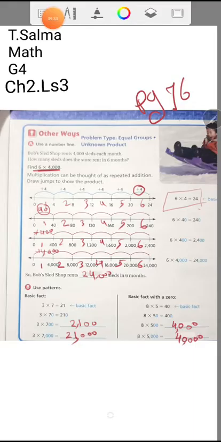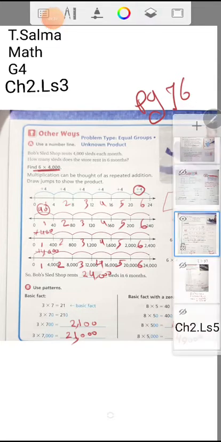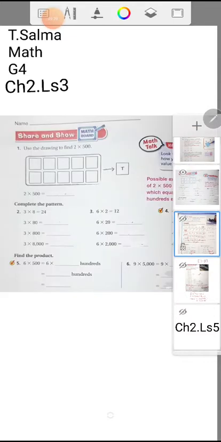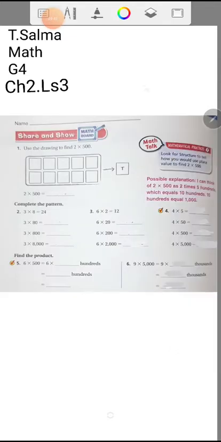So these are the exercises on page 76. Let's move to page 77. Now on page 77, I will solve exercises 1, 2, 3, 4, 5 and 6.